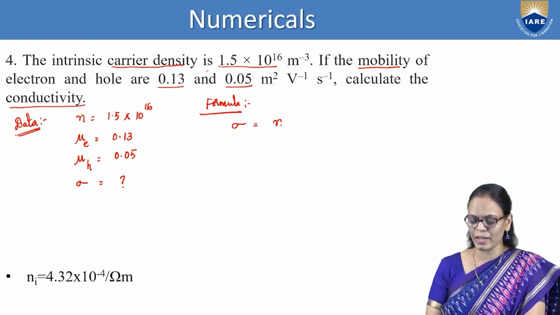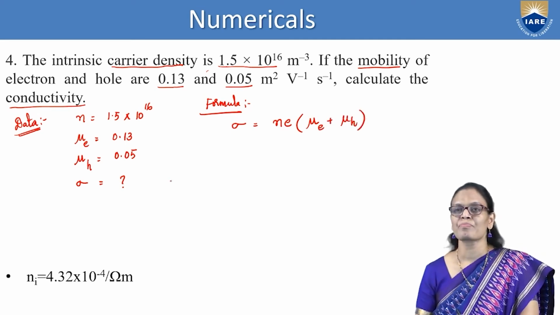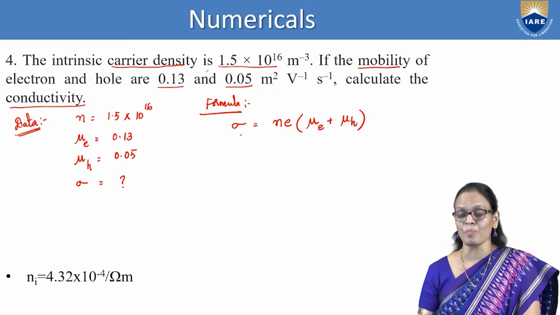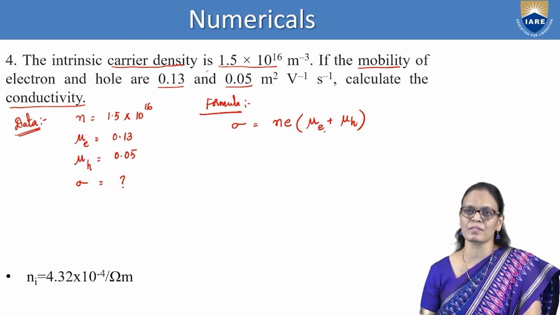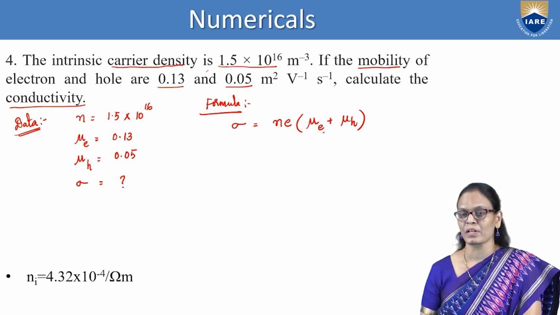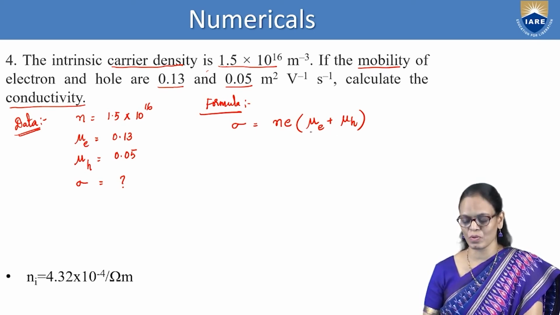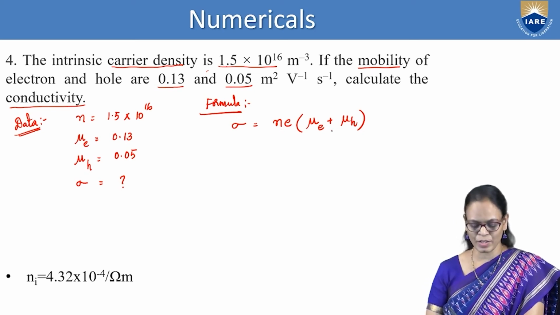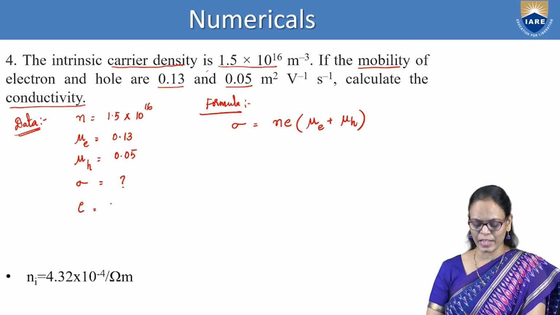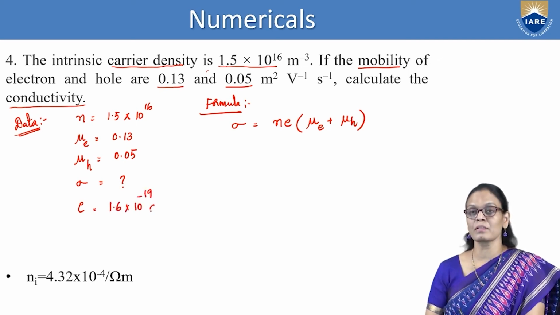Sigma is equal to Ne mu E plus mu H. This is the formula we have for sigma when we have both electrons and holes as the charge carriers. Both are having mobility. Then the conductivity is due to both. So we modify the formula and write it as Ne mu E plus mu H. Value of E, again we are taking it as 1.6 into 10 power minus 19 coulombs. So now it is mere substitution.